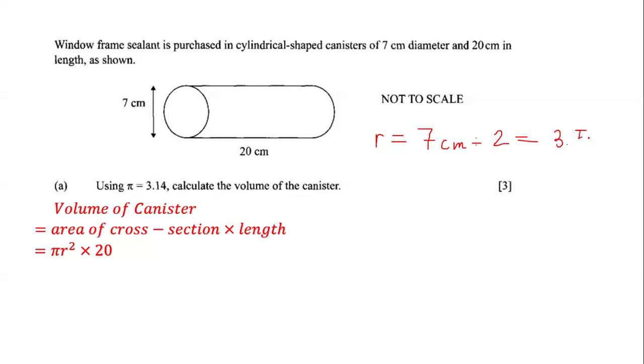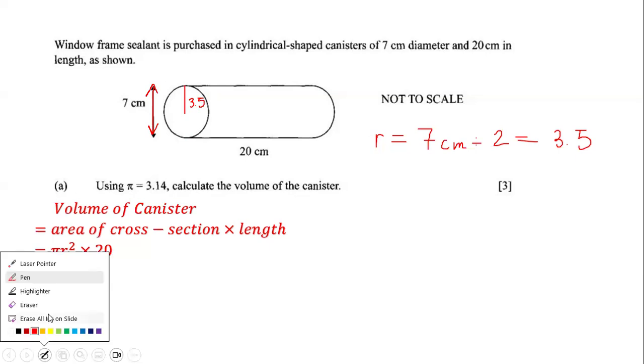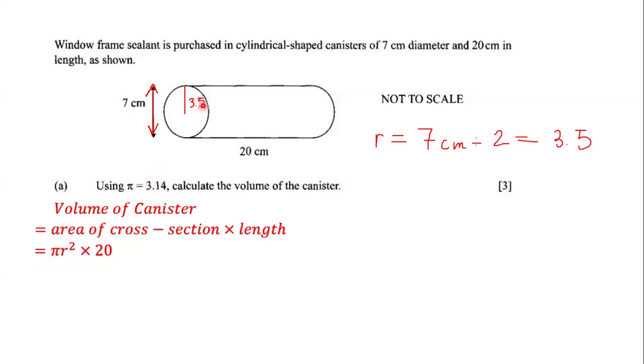That is the radius, because this whole thing is the diameter, but we only want half of it. So the radius is 3.5, not 3.15, because that's half of 7.